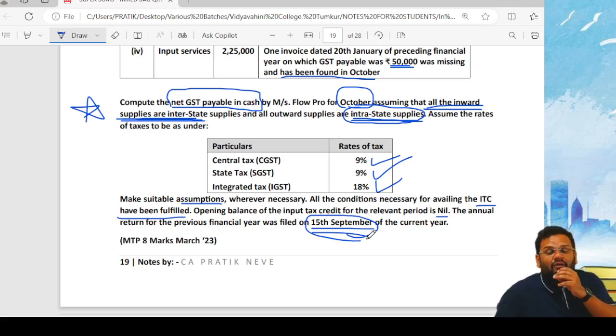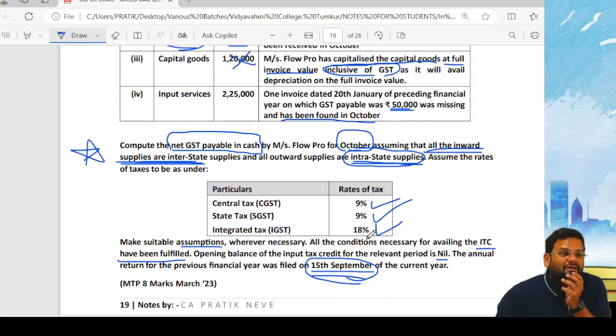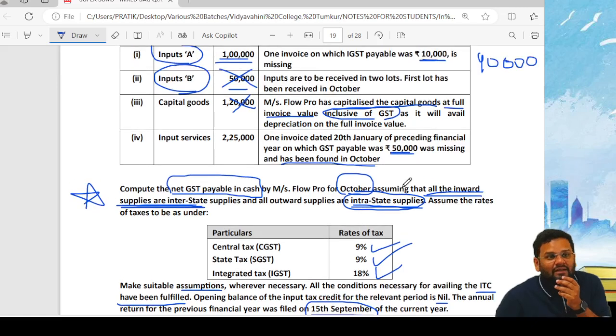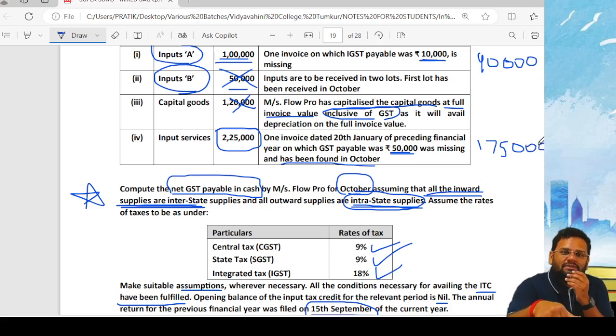So friends, after that you cannot take any ITC of last year. So you cannot take ITC of that 50,000. In short, from 225 you'll have to minus 50 and you can take ITC only of 175. I hope all of you understood. Yes or no?